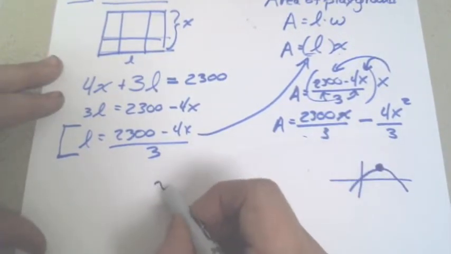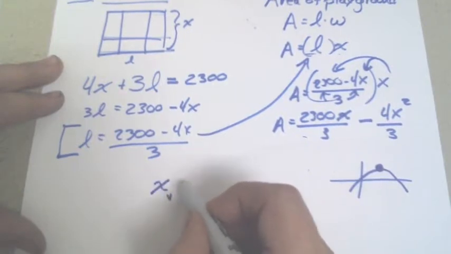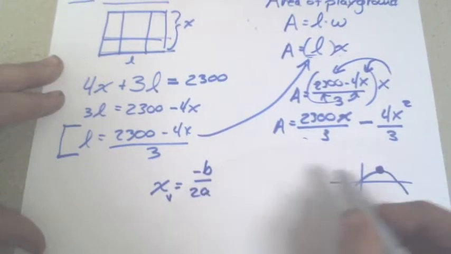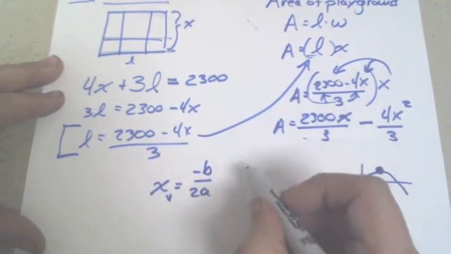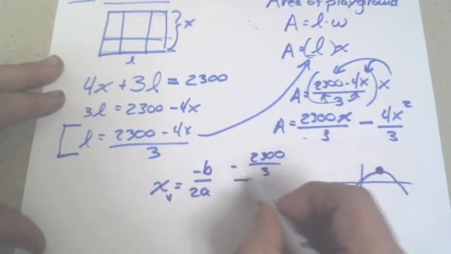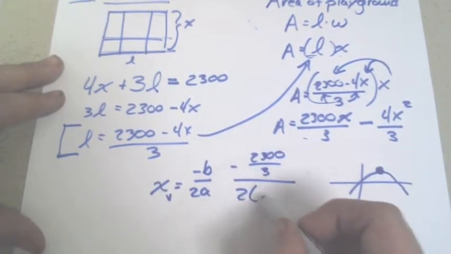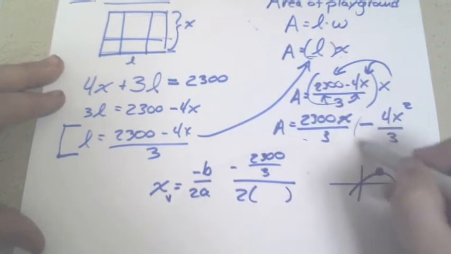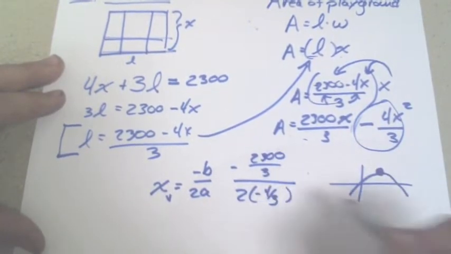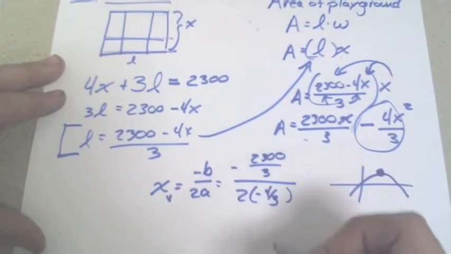The nice thing is we have a nice tool for that. The x value of the vertex should be negative b over 2a. So your b, negative 2,300 over 3, over 2 times your a. Your a is your coefficient of your squared term, so it's the negative 4/3. And then evaluate.